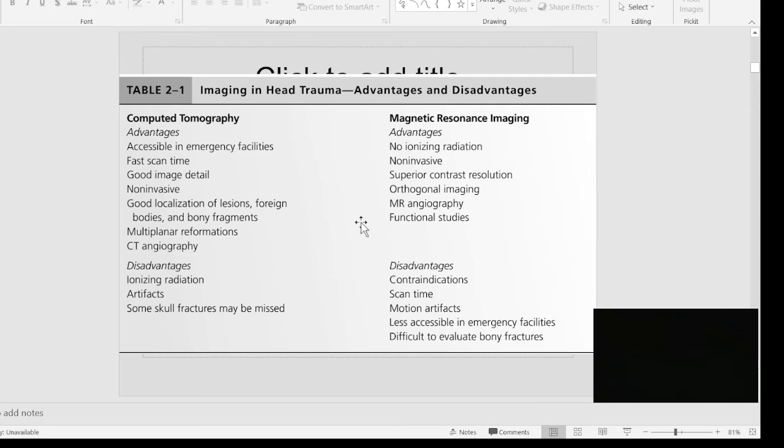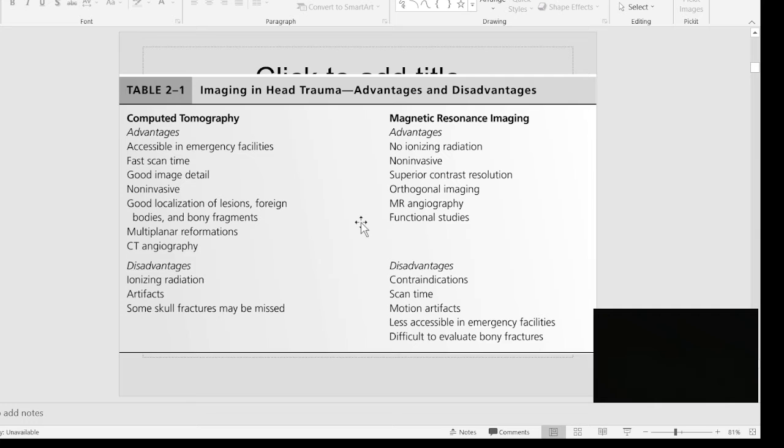Disadvantages, well, basically if you have implants, it is contraindicated. Second, scan time is long. Motion artifacts: usually a little movement of the patient would affect the image immediately. It is also less accessible, it is expensive, and it is very difficult to evaluate bony fractures.